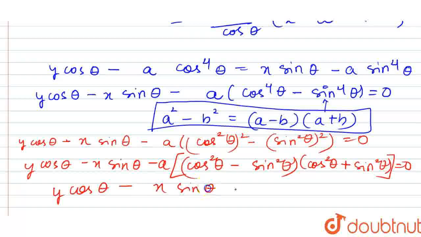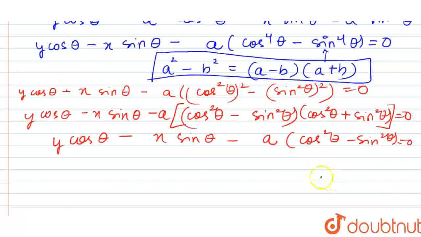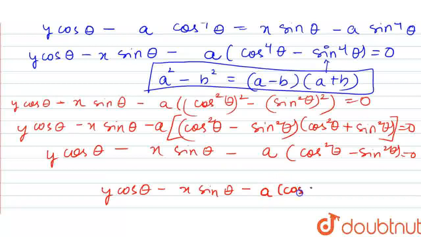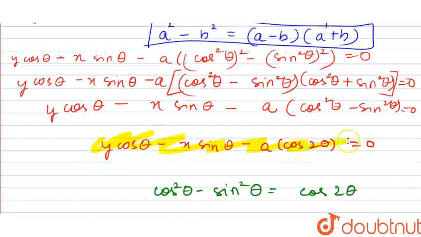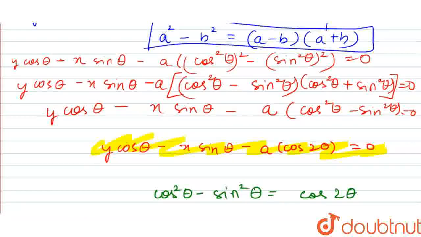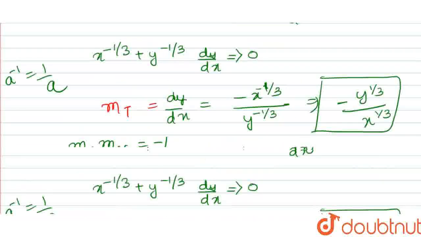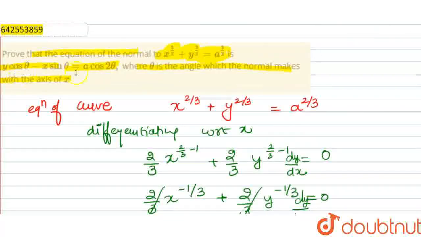So we will get y cos theta minus x sin theta minus a times cos square theta minus sin square theta is equal to 0. So now we will write y cos theta minus x sin theta minus a into cos 2 theta is equal to 0, right? Because we know that cos square theta minus sin square theta is equal to cos 2 theta. So this is our equation of normal that we had to prove, that y cos theta minus x sin theta minus a cos 2 theta is equal to 0, right? That is our final answer, right?